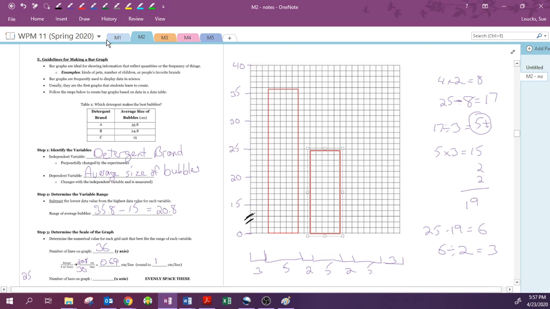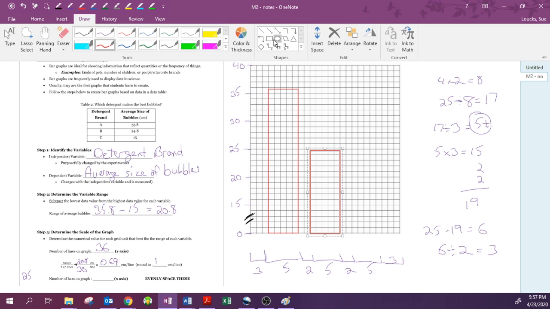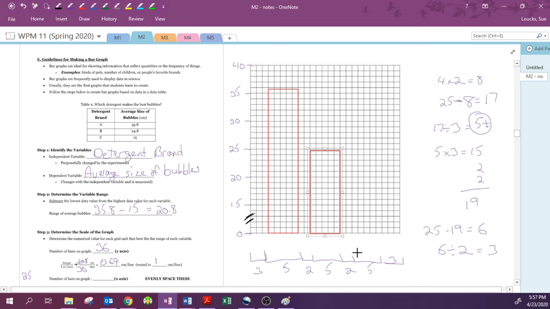And my third bar is going to start 2 over, and it's going to go 1, 2, 3, 4, 5. Look, I ended up 3 from the end. Perfect. And it's only 15 high, so it's going to go to there.